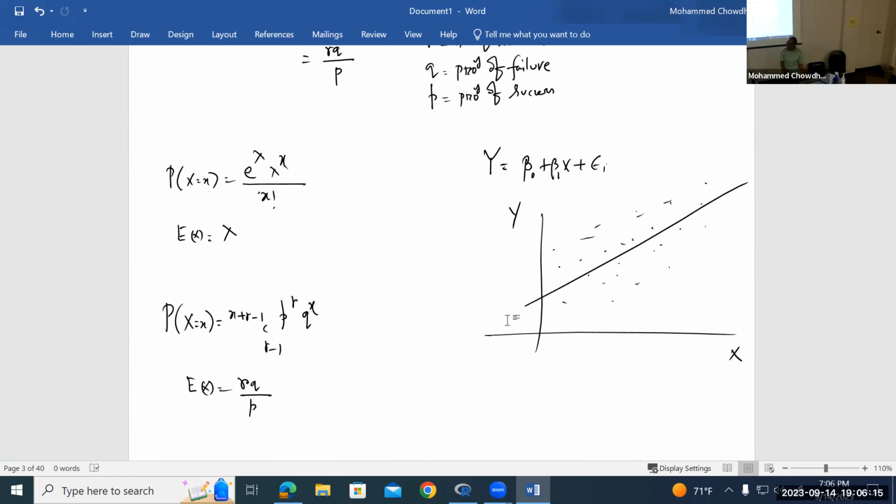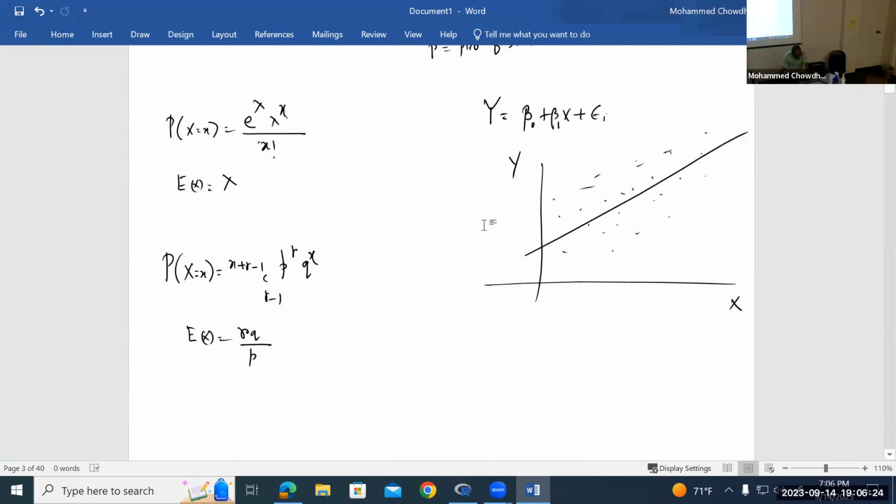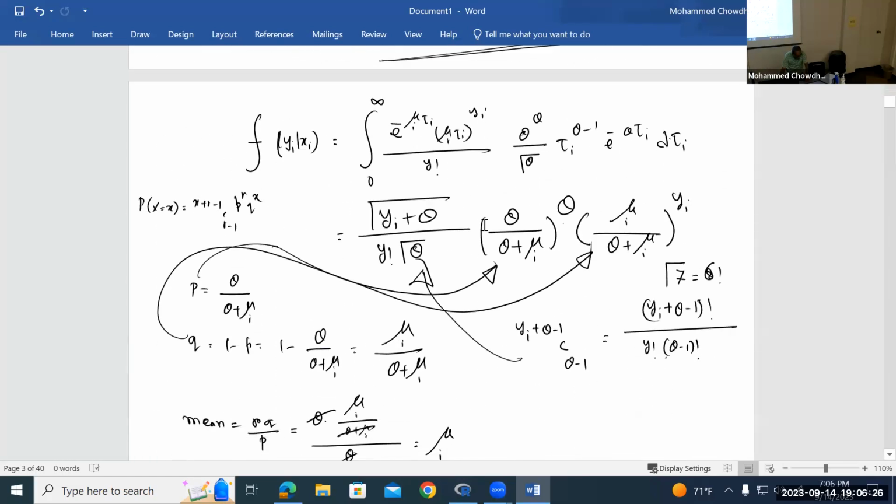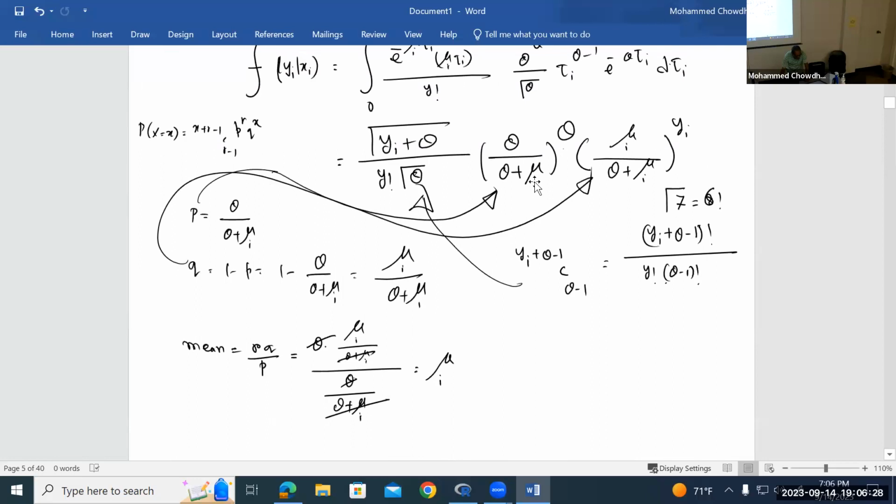Understand? That distribution does not have a mean in this format. By doing those operations, we brought mu in there. Mu is the mean. This is the distribution, but I have shown you RQ over P.